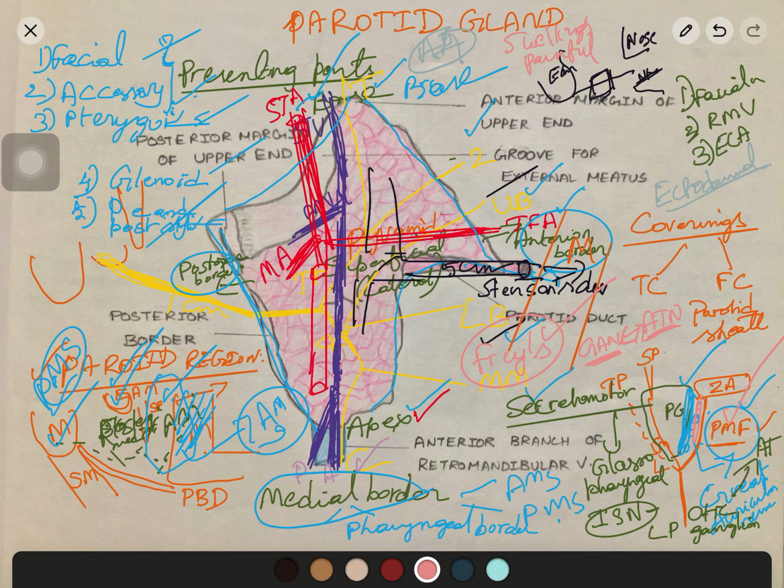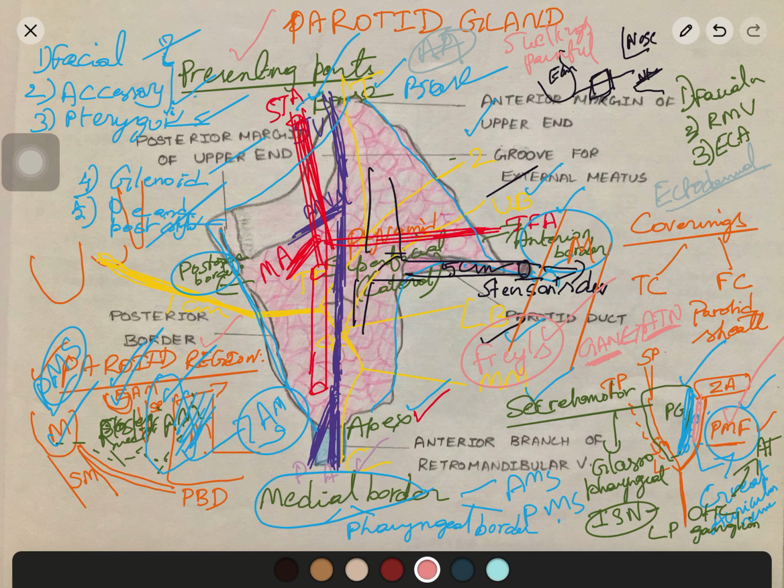The parotid tumor is also common. The mixed parotid tumor is a slow growing, benign, painless tumor, and usually does not involve the facial nerve. So this completes the applied anatomy of the parotid gland.